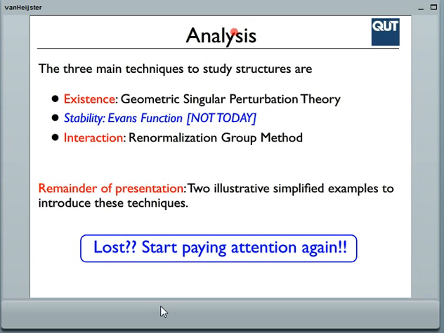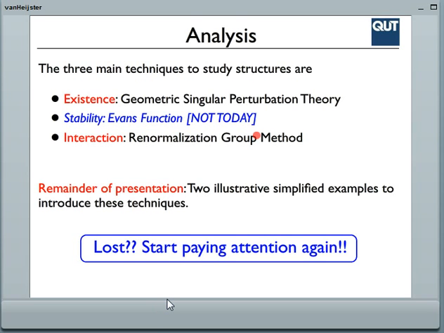So for the analysis, what do we do to study the structure? We have three main techniques. For existence, we use geometric singular perturbation. For stability, I use the Evans function. However, I will not talk about the Evans function today because it takes enough time to explain it. And for the interaction, we use the renormalization proof method.